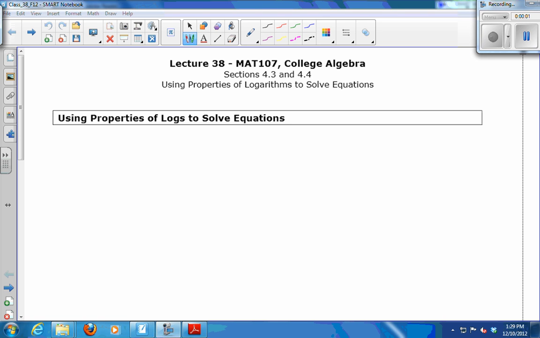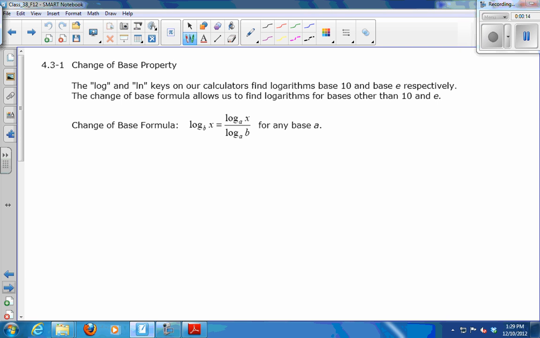About several properties of logarithms. We had like 6 of them, and the whole purpose of learning them is because they can help us solve equations. Okay, so the first thing we need to do is discuss this change of base formula.